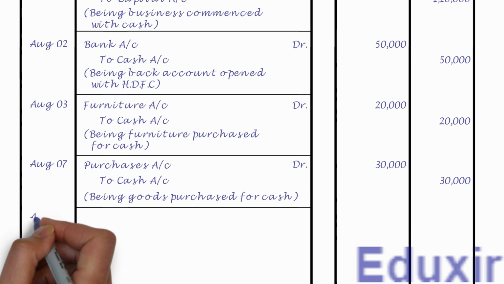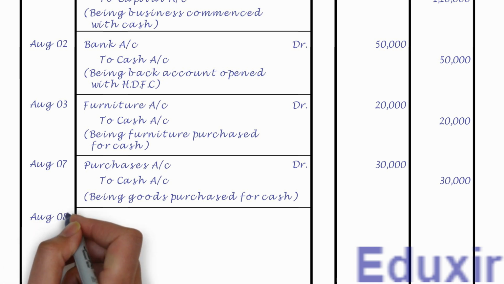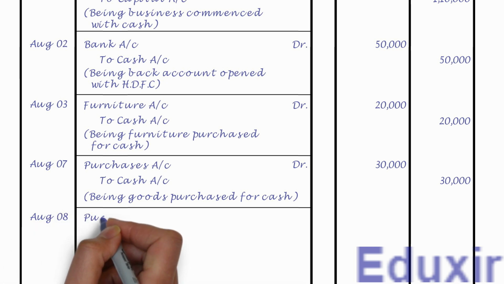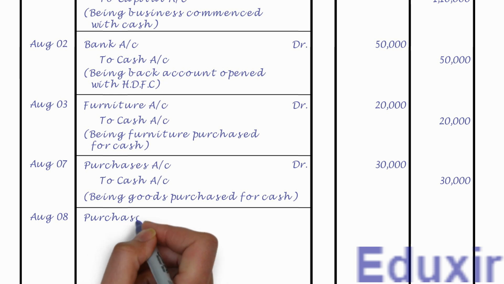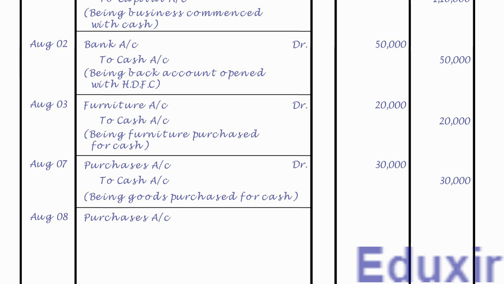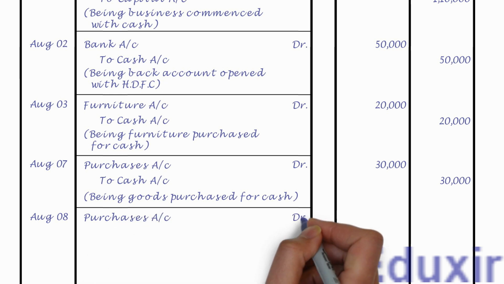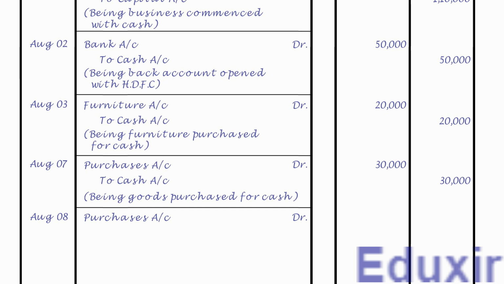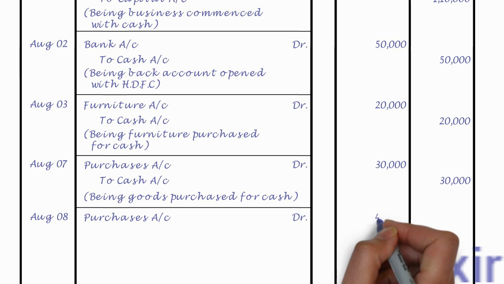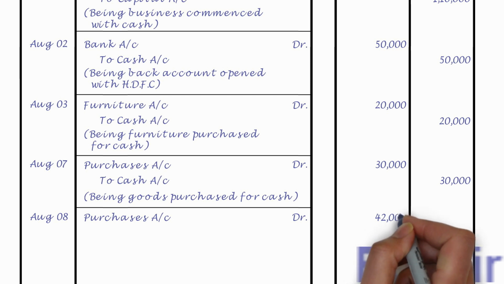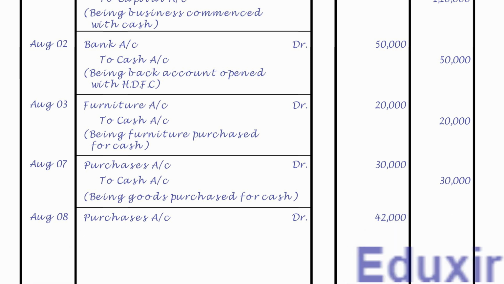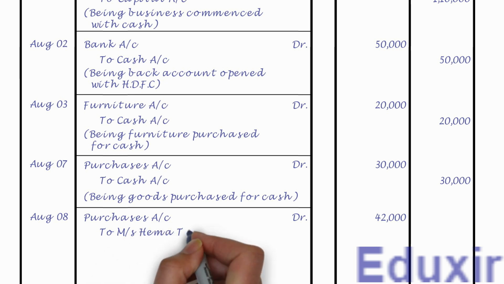Let us first record the date. Let us then record the purchases account as the debit entry. Let us also write the text DR to indicate that this is a debit entry. Let us then record the debit amount of 42,000 rupees in the debit amount column. Leaving a margin, let us record Messrs. Hema Traders account as the credit entry.